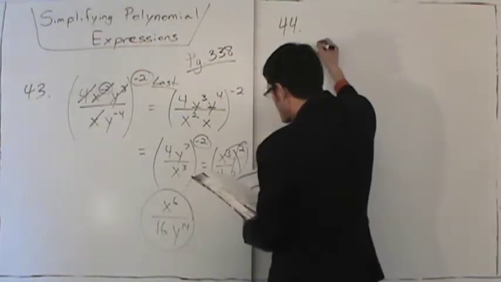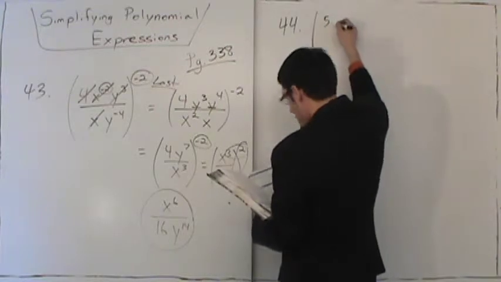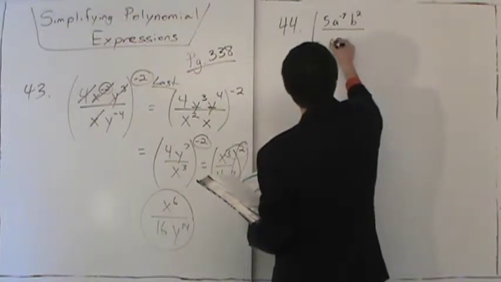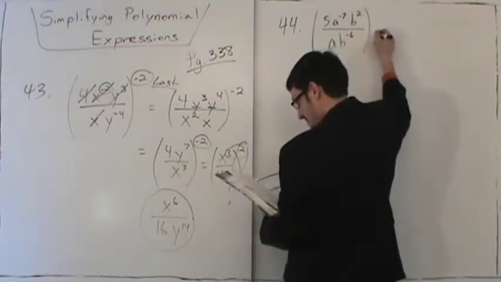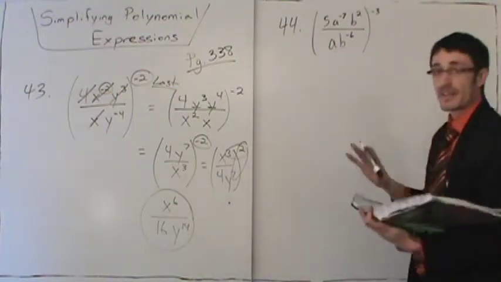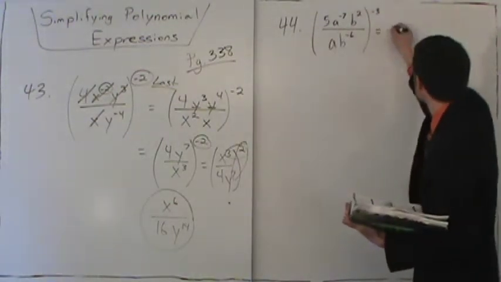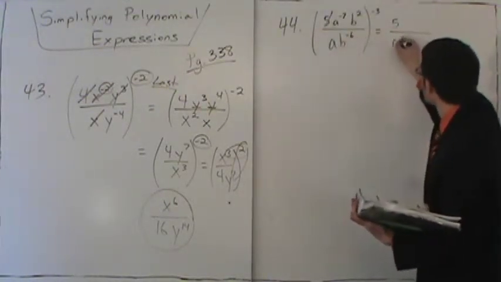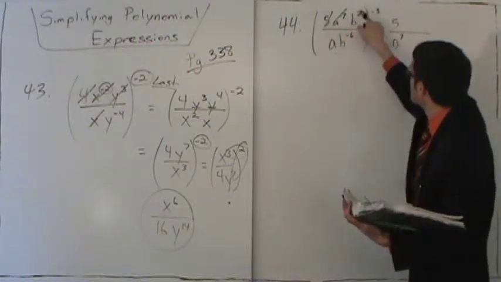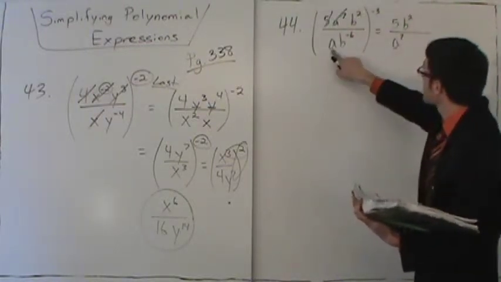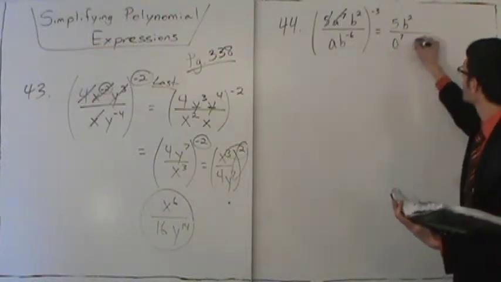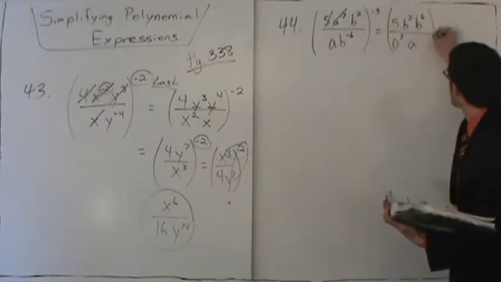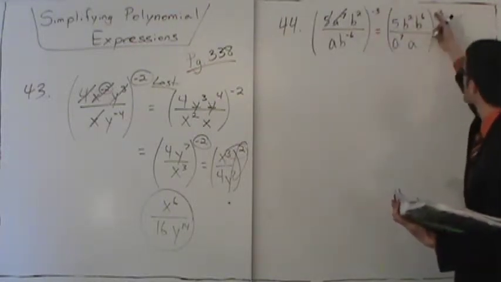Number 44. Number 44 says quantity 5a to the negative 7th, b to the second power over ab to the negative 6th power, all this to the negative third power. We start with what's on the inside first. Nothing cancels with the 5, so we rewrite it. The 5 stays. The a to the negative 7th moves to the bottom, becomes a to the positive 7th. The b squared stays on top because the exponent is positive. The a on the bottom has a positive exponent of 1, so it stays. And b to the negative 6 moves to the top, becomes b to the positive 6, and the outer exponent is still negative 3. We have not dealt with the outer exponent yet.